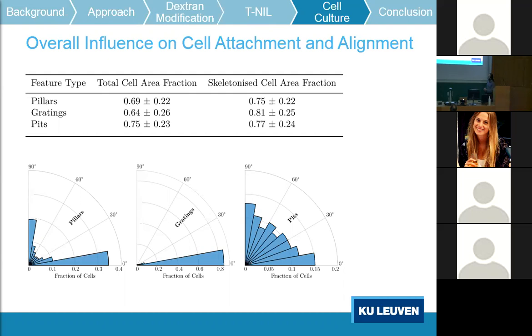And so what we have here on the left is with the pillars, the cells are prominently aligned along the 0 and 90 degree axis, so the grid defined by the pillars. With the gratings, you have a very overt alignment along the length of the gratings. And with the pits, it's a bit more unclear, but based on the microscopy observations that I had, the pits allowed the greater amount of different orientations to the cells. So the cells could effectively sit inside a pit at differing angles, but they could also bridge from one to another depending on the size and spacing of the pits. So it's not necessarily that unexpected.